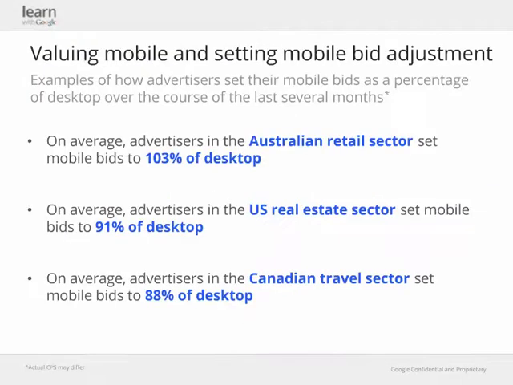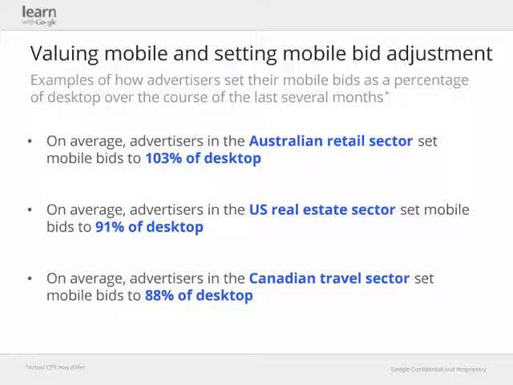So, valuing mobile and setting mobile bid adjustments. Again, apologies for the technicalities here, but I'll give you a few more examples of how advertisers set their mobile bids as a percentage of desktop over the course of the last several months. I've got an example here from Australia, the US, and Canada to give you some perspective. On average, advertisers in the Australian retail sector set mobile bids at around 103% of desktop, because they're finding that people are shopping out and about, on the go, so they want to strike while the iron's hot, as it were.